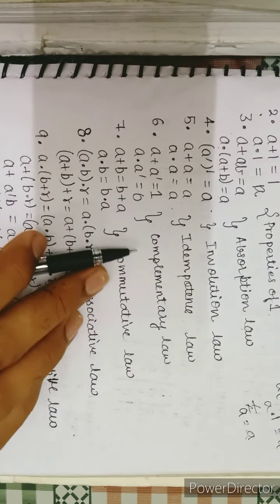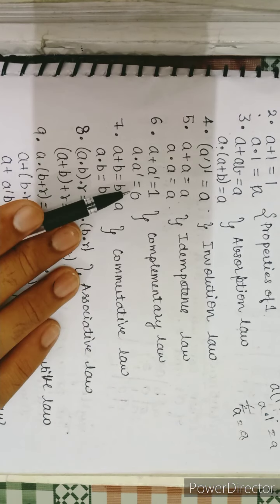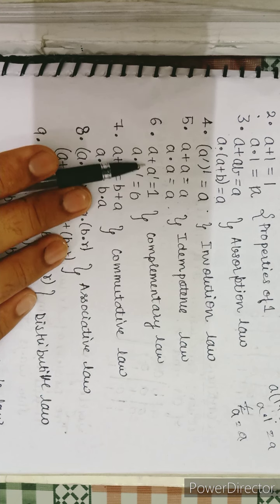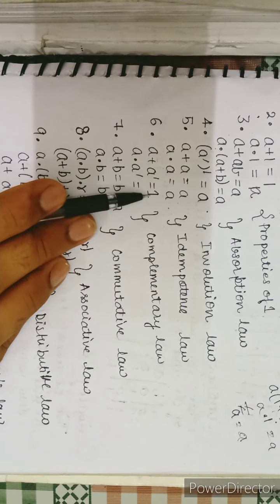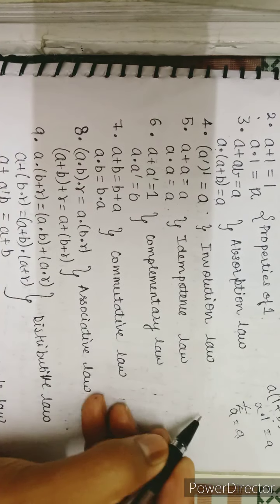Now coming to the next, that is complementary law. In complementary law, we will add a proposition with its complement. A plus A bar equals 1 and A into A bar equals 0. So let us draw a truth table for this.